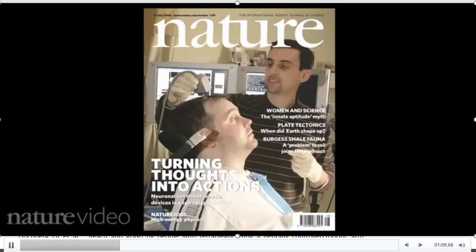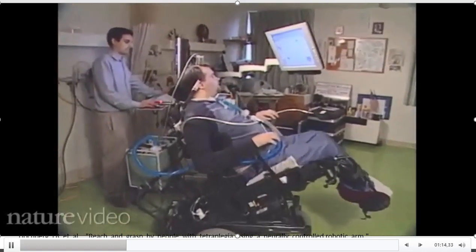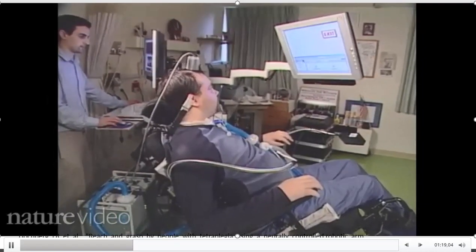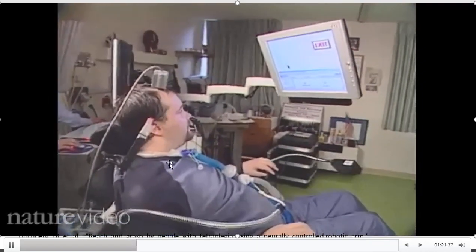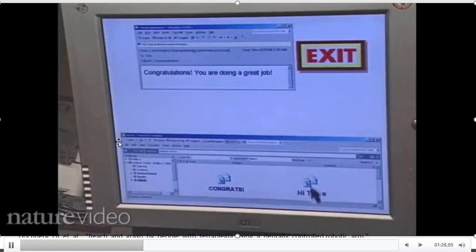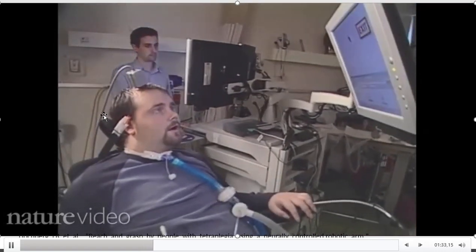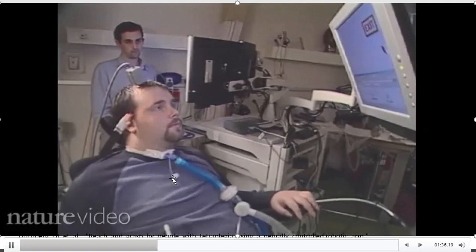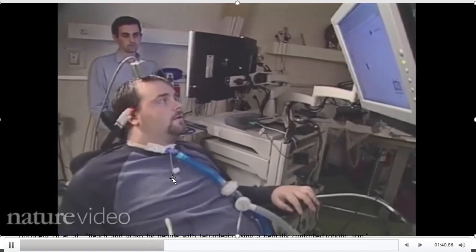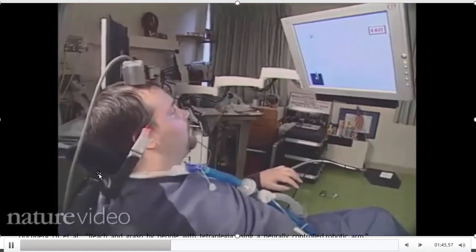Another example of a brain-machine interface system is shown here. This is again earlier work that has been published in Nature Journal. So we see a person, totally paralyzed. He has the implanted electrode and he can control the cursor using his thoughts. This is one of the very important applications of brain-machine interfaces for paralyzed people.